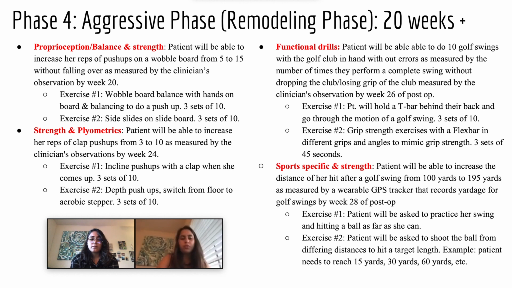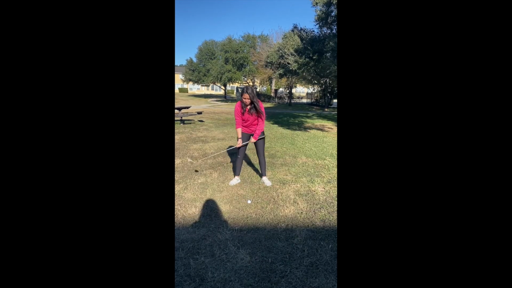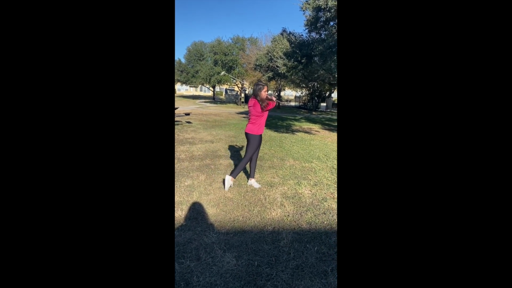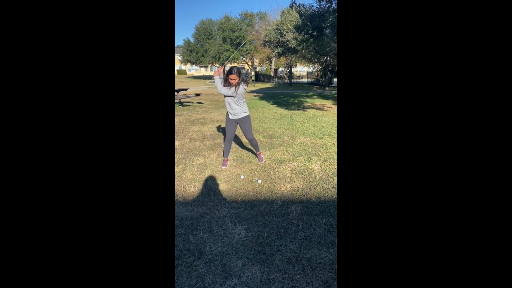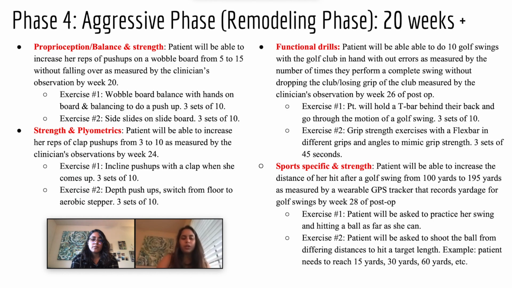Our sport specific and strength goal is that the patient will be able to increase the distance of her hit after a golf swing from 100 yards to 195 yards, as measured by the wearable GPS tracker that records the yardage of the golf swing by week 26 post-op. Exercise 1 is that the patient will be asked to practice her swing and hit the ball as far as she can. Exercise 2, the patient will be asked to shoot the ball from different distances to hit the target length. For example, the patient needs to reach 15 yards, 30 yards, 20 yards, and so on.